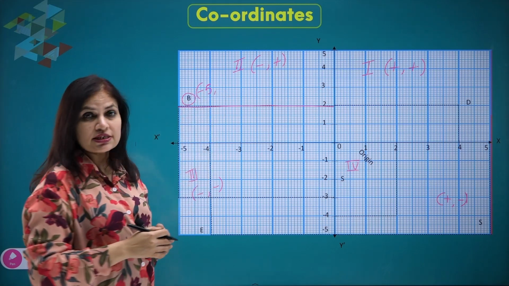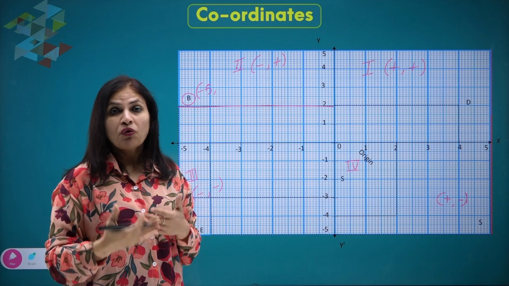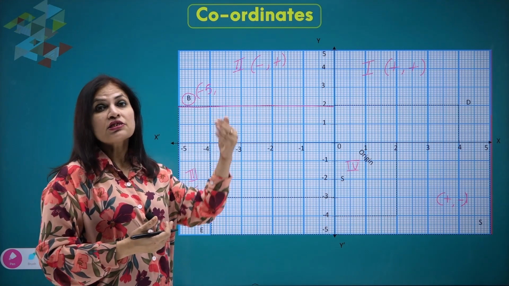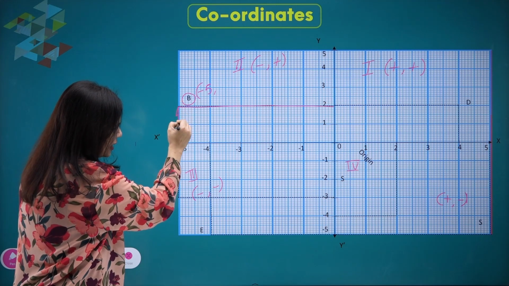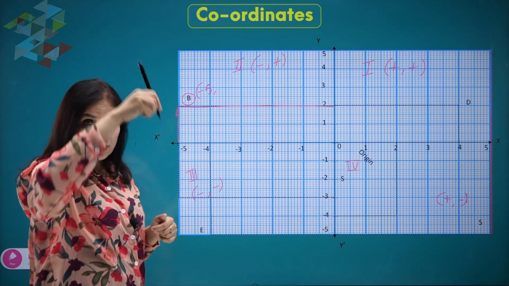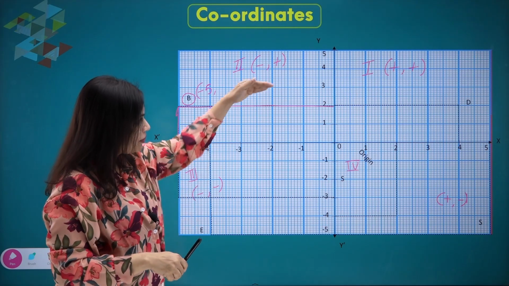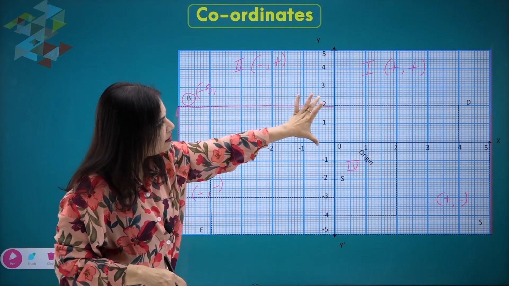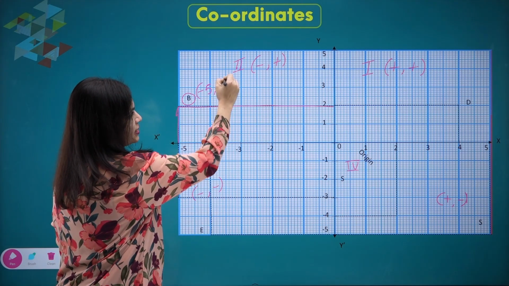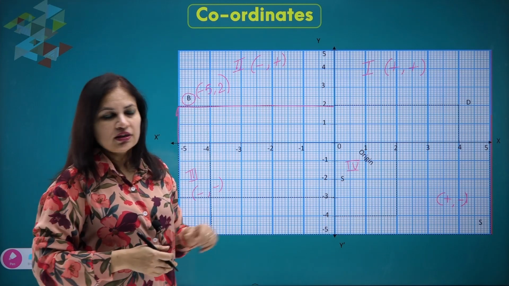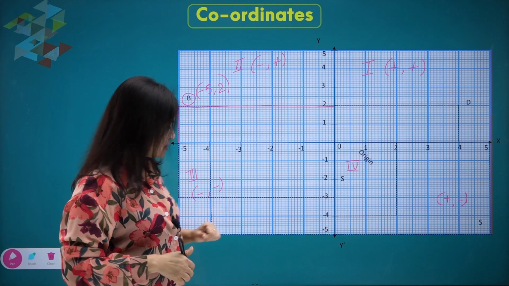The vertical distance will give me the value of ordinate. Vertical distance from the x-axis is going in the upward direction, and this vertical distance is 2 units. And since the point is lying in the second quadrant, we'll have the positive segment of the y-axis.